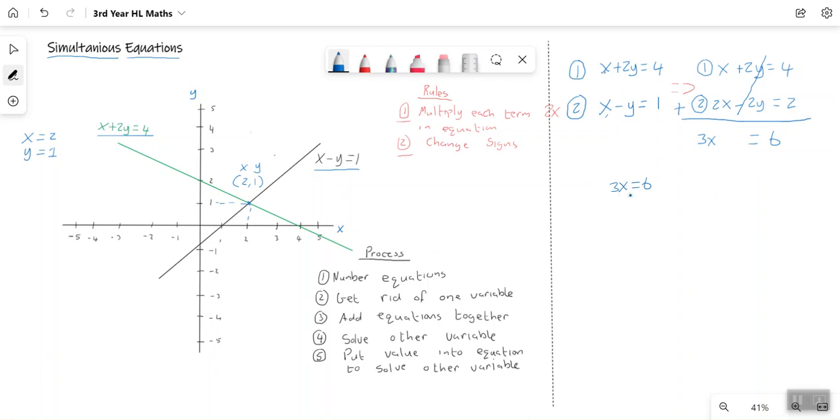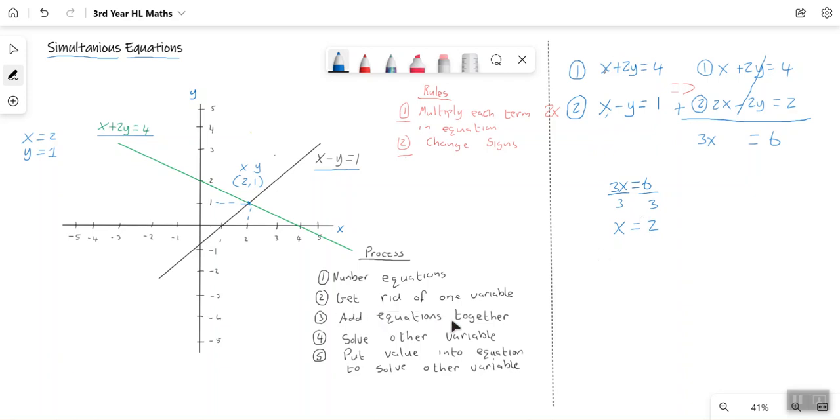So now what we can do is we can just simply solve it. So for example, if I want to get rid of the 3 here, so this is 3 multiplied by the value of x, so I have to do the opposite of multiplication, which is division. So I divide that by 3 and I divide this by 3, and then I'm going to get x is equal to 6 divided by 3, which is equal to 2. So now I know, for example, that one of the values, the x value in these simultaneous equations, is equal to 2.